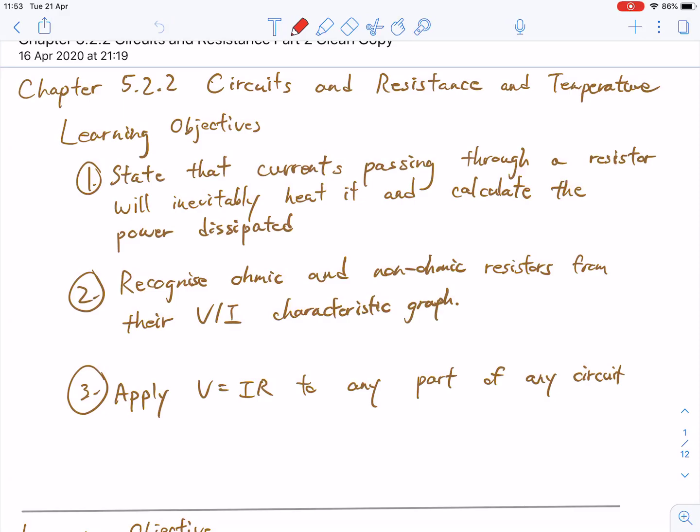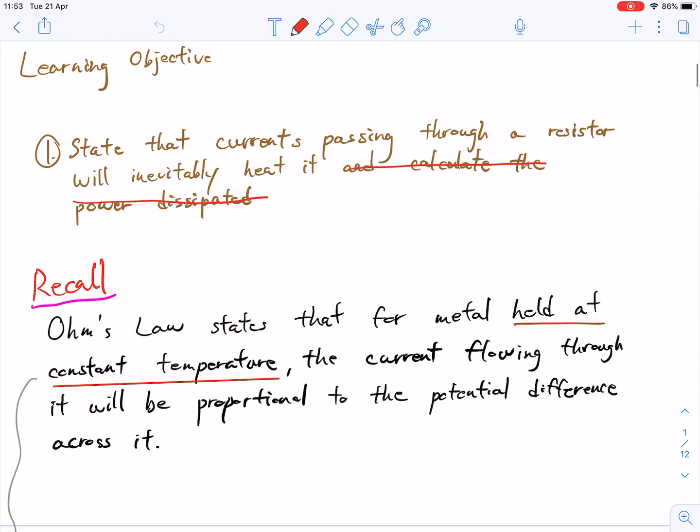Hi guys, welcome to the video for 5.2.2 where we're looking at circuits, resistance, and temperature. So let's jump right into this. Our first learning objective is to state that current passing through a resistor will inevitably heat it up.